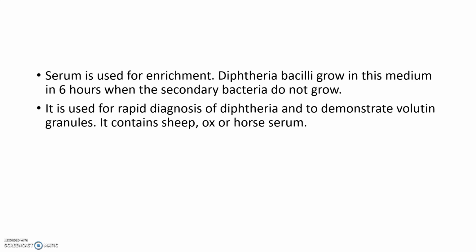And the serum is used for enrichment for the increased multiplication of bacteria. Diphtheria bacilli grow in this medium within 6 hours when the secondary bacteria do not grow. It is used for the rapid diagnosis of diphtheria and to demonstrate volutin granules. It contains either sheep or ox or horse serum for the enrichment.